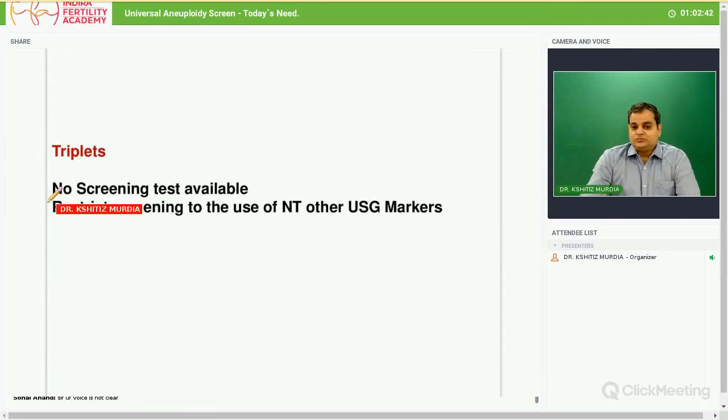For triplets, no screening test is available, and we have to restrict our screening to the use of NT and other USG markers.